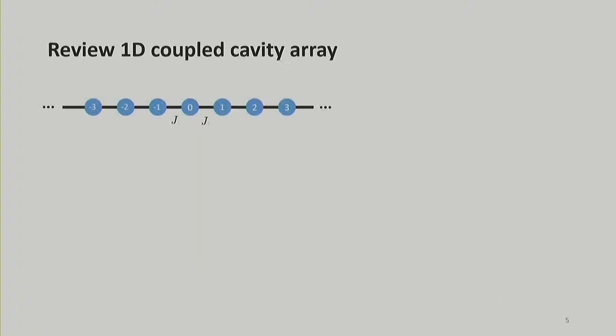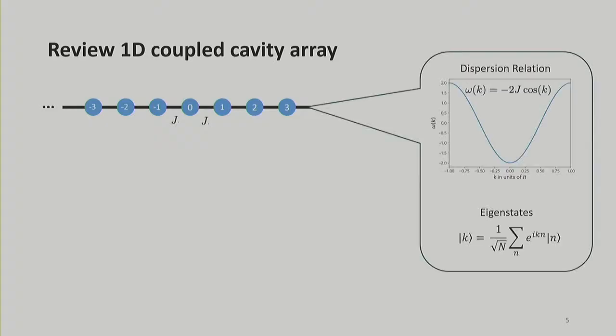So let's do a quick review of the 1D coupled cavity array. This is a simple textbook example, and you should be familiar with it. If we consider this 1D lattice, we can solve it analytically, and you can find the dispersion relation is this cosine shape, and the eigenstates are just a combination of plane waves.